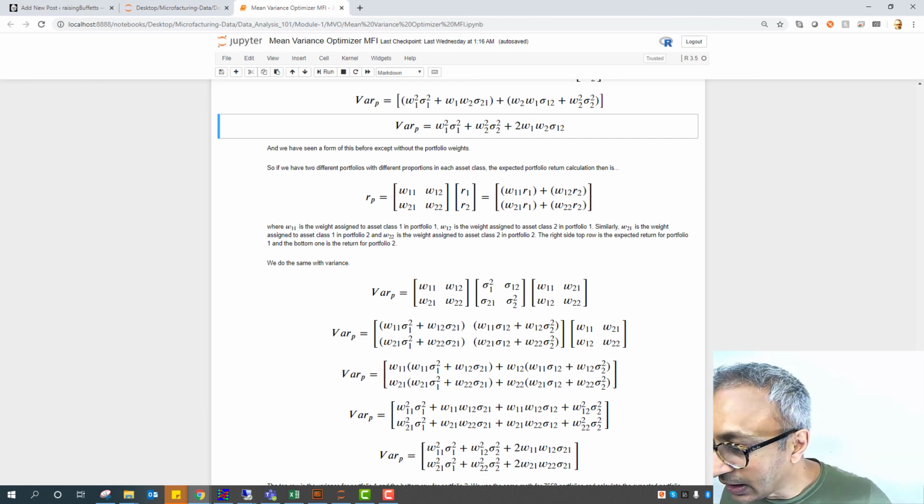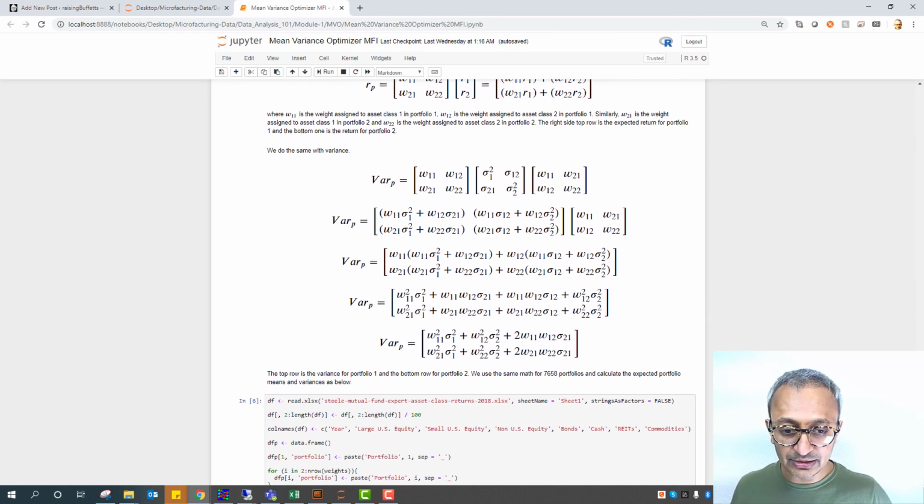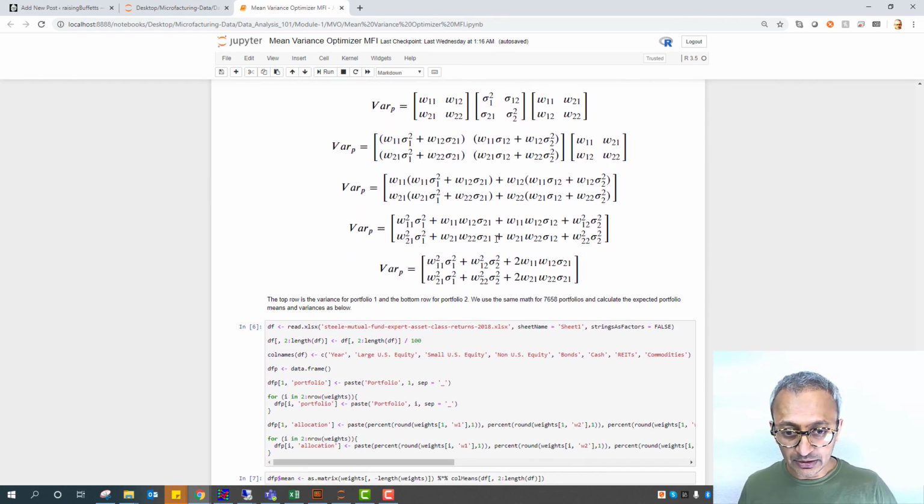Same thing you will be doing for variance. You will have portfolio 1, portfolio 2, portfolio 3, and a variance column 7,658 times. And that's what we are doing, right? So the top row is the variance for portfolio 1, this is the variance for portfolio 2, and you do that 7,658 times.